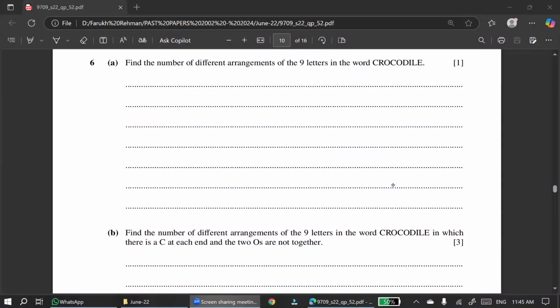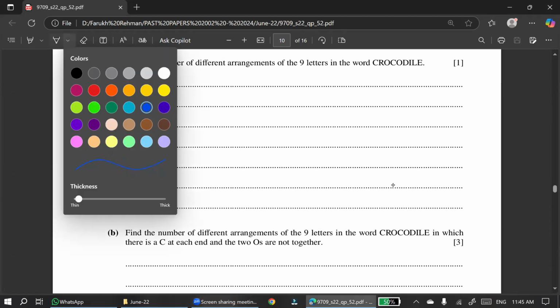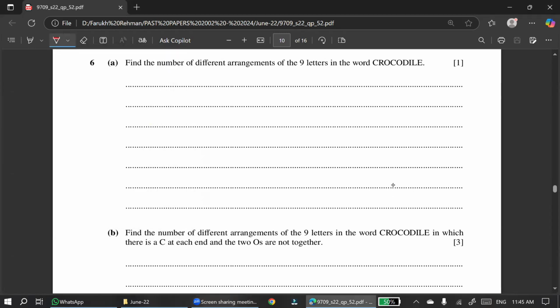This question is from June 22, 5-2, question number 6, paper 5-2. Find the number of different arrangements of the 9 letters in the word crocodile. There are how many C's? 2. There are how many O's? 2.